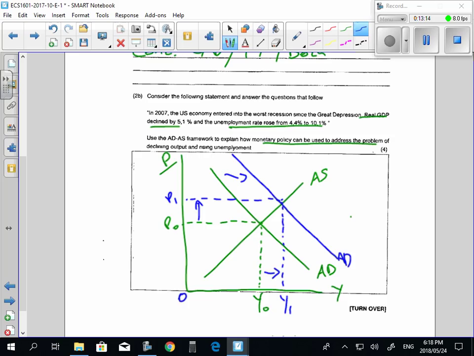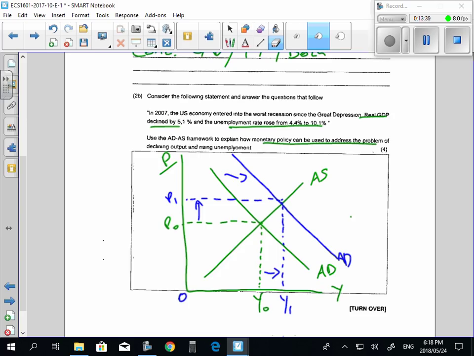Now what is the price level? It's the general price level, okay? So when we have an increase in the general price level, what is that? Inflation, okay? Right, so you've drawn the effect on the graph, and that addresses the problem of declining output and rising unemployment.